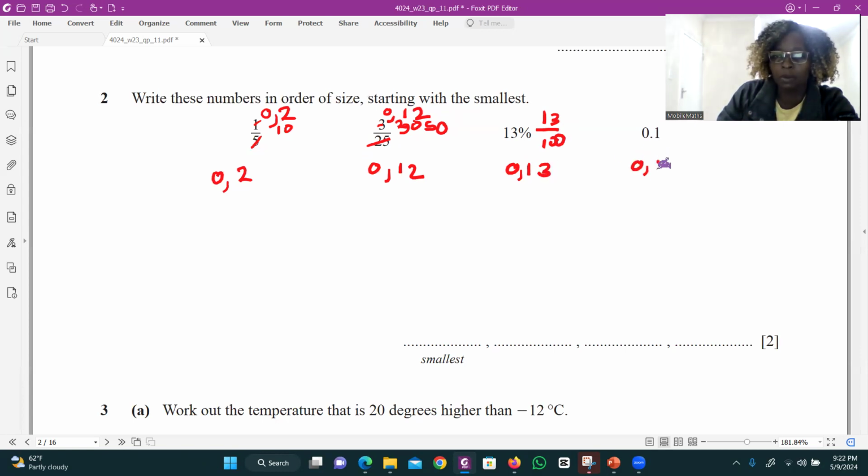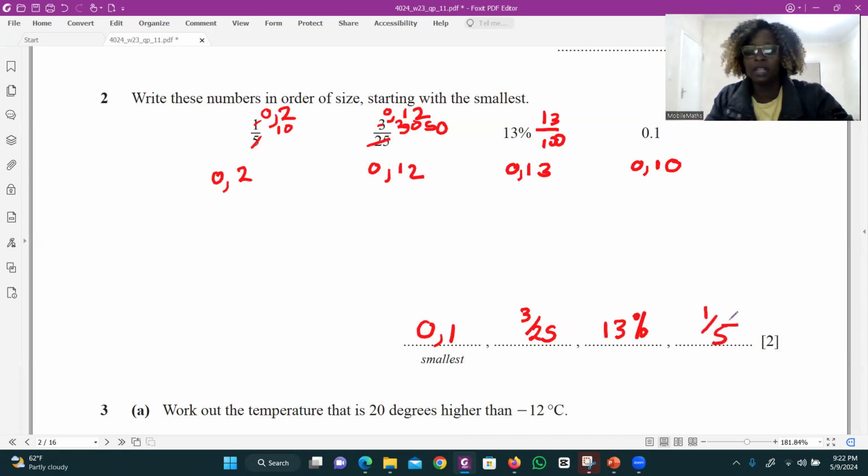Then here we've got 0.1. So they say start with the smallest. So which number is the smallest? 0.1 is the same as 0.10. So our smallest is going to be 0.1, okay? Then the next one is 3/25 because it's 0.12. Then the next one is 13% because it's 0.13. So we write 13% here. Then the last one will be 1/5. So we write them the way that we were given. This was only for calculations.